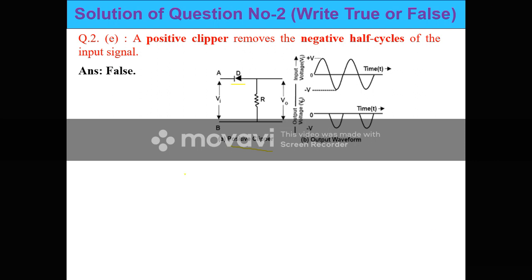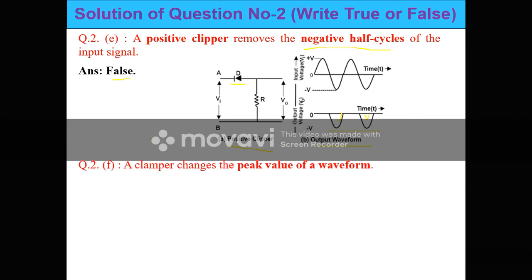Only in the case of the negative cycle will the diode act as forward biased, so the negative half cycle will be present in the output. Only the negative signal will be present and the positive will be removed. Positive will be removed, not negative. That's why this statement is false.